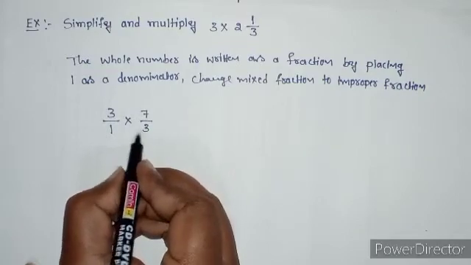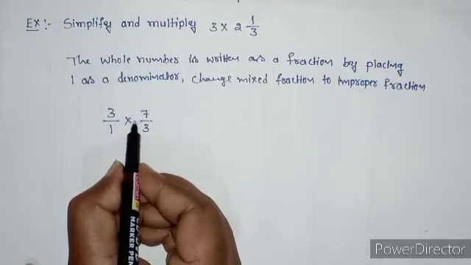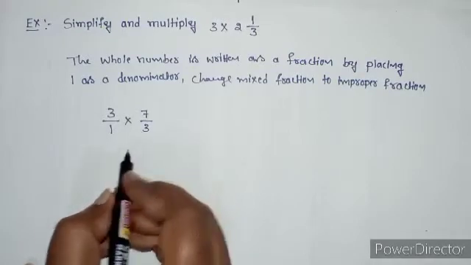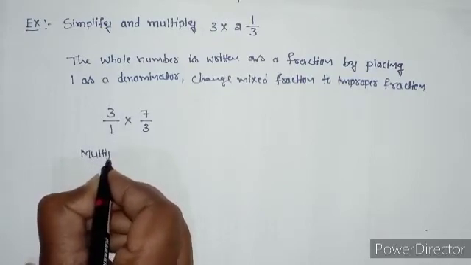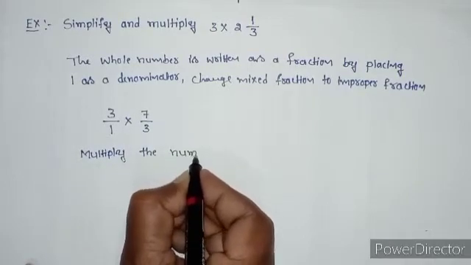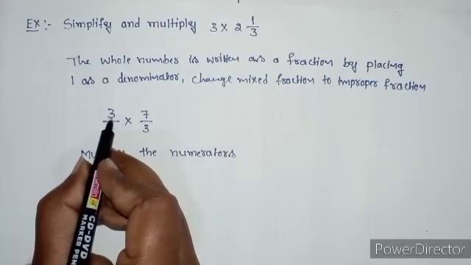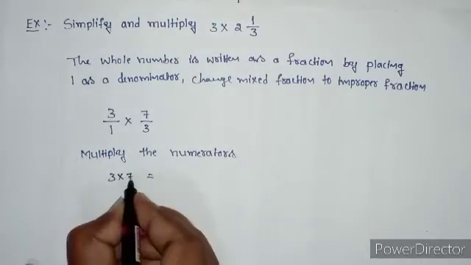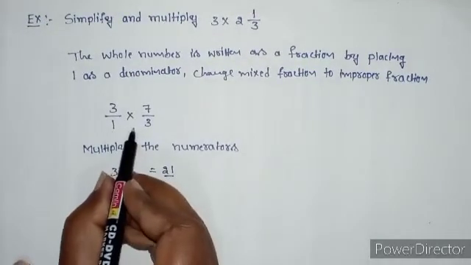Now we need to multiply the numerators and denominators. Okay, so here numerators are 3 and 7 and denominators are 1 and 3. So all of you see here, multiply the numerators. Numerators are 3 and 7. So 3 into 7, 3 sevens are 21. Now we need to multiply denominators.